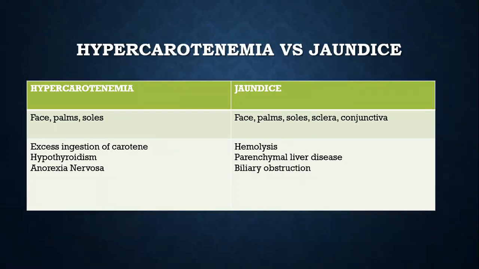Hypercarotenemia occurs only in the face, palms and soles. In hypercarotenemia, the icterus is confined only to the skin, whereas in jaundice, the icterus is also seen in the conjunctiva because the excess bilirubin has a tendency to bind to elastin. So a patient who is generally yellow throughout, but there is no yellow in the eye, it may be hypercarotenemia. One common cause of hypercarotenemia is hypothyroidism. Other causes being excess ingestion of carotene and anorexia nervosa.